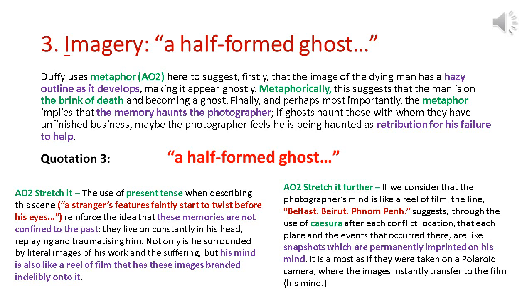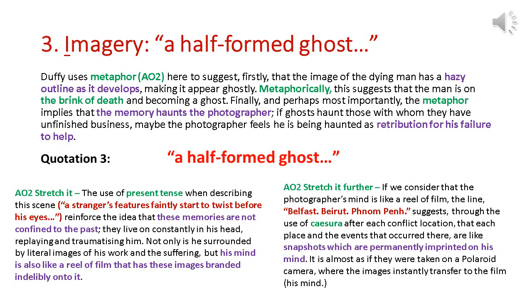If you wanted to stretch it a little bit further, you could look at the use of present tense when describing that scene. So he tells us that "a stranger's features faintly start to twist before his eyes". Now, that use of present tense reinforces the idea that these memories are not confined to the past. They live on constantly in his head, replaying and traumatizing him.